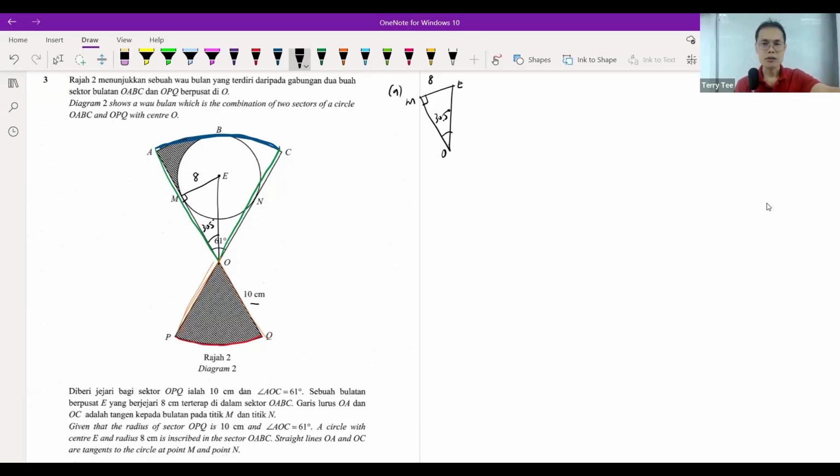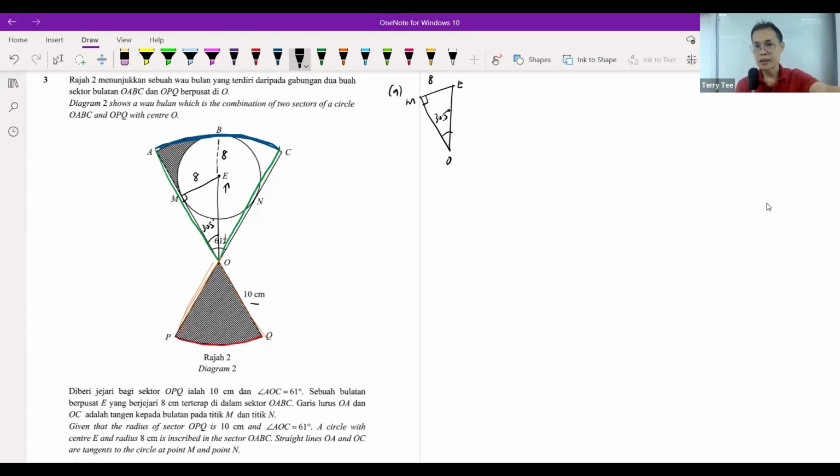Yeah. Now OM is not really helpful. Why? Because if you find OM, right, let's say you found OM, you do not know the length of AM, sorry, but you can find the length of BE. BE is basically 8 cm. So by finding OE, right, and adding it with 8, I get the radius of the bigger sector.